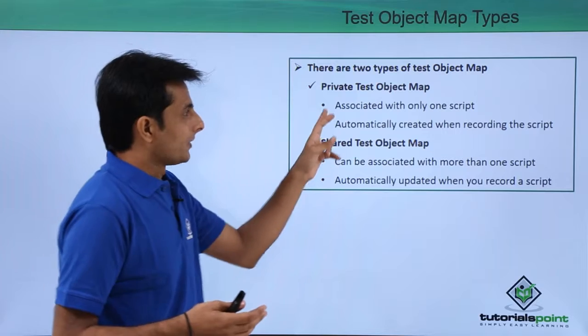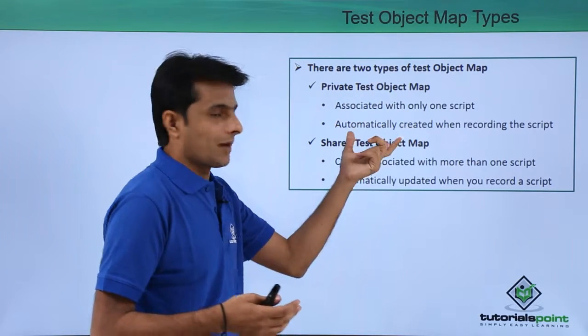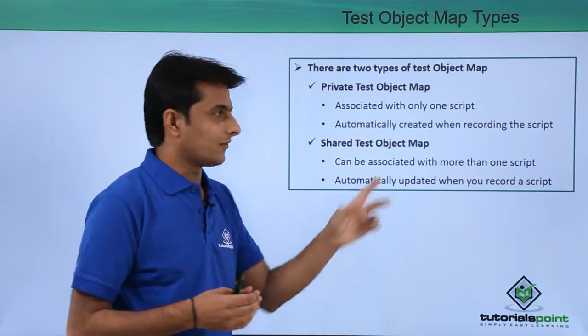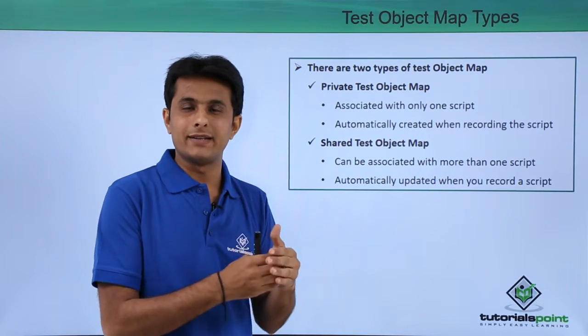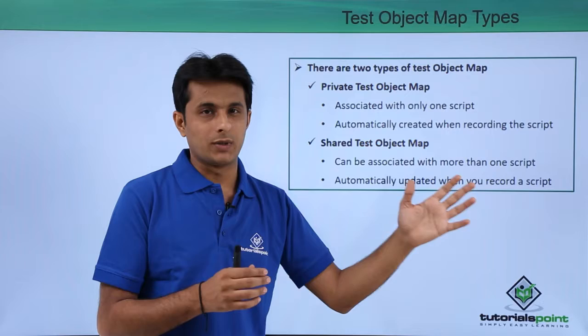Okay, so next is the private test object map. It is automatically created when you record the script. When you record a script for the first time, a private test object map will automatically come with it.